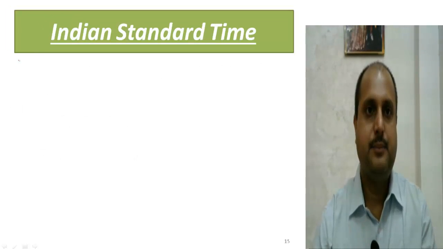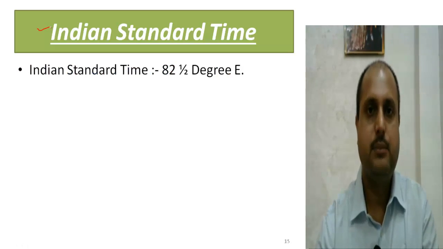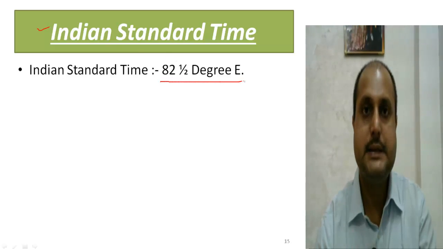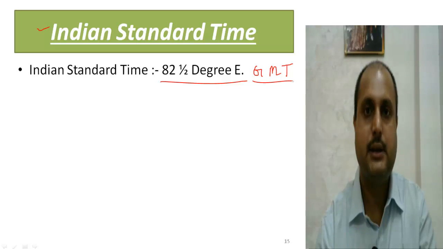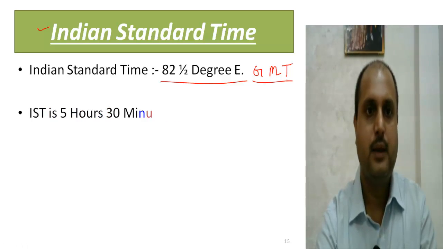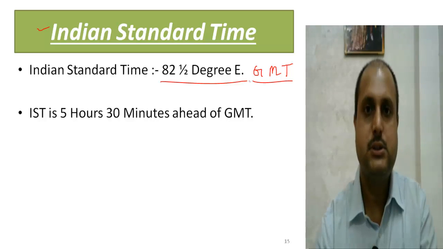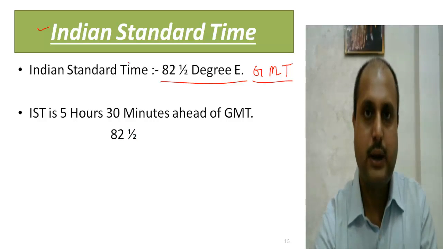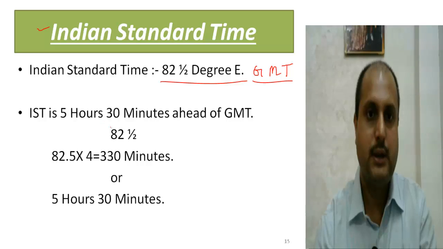So if we talk about the Indian Standard Time, our Indian Standard Time is 82.5 degrees east of the GMT, because GMT is mainly used to identify the time on different places of the globe. So our Indian Standard Time is 82.5 degrees east of the GMT. Now Indian Standard Time is 5 hours and 30 minutes ahead of the GMT, because if you try to calculate the time, then you have to divide 82.5.